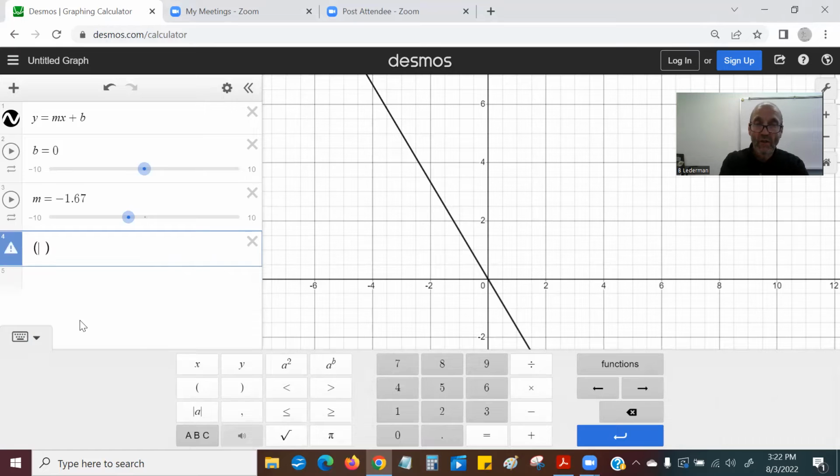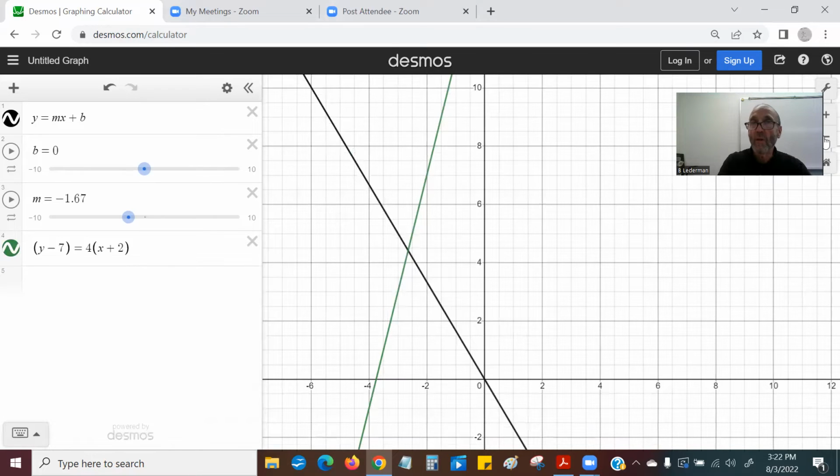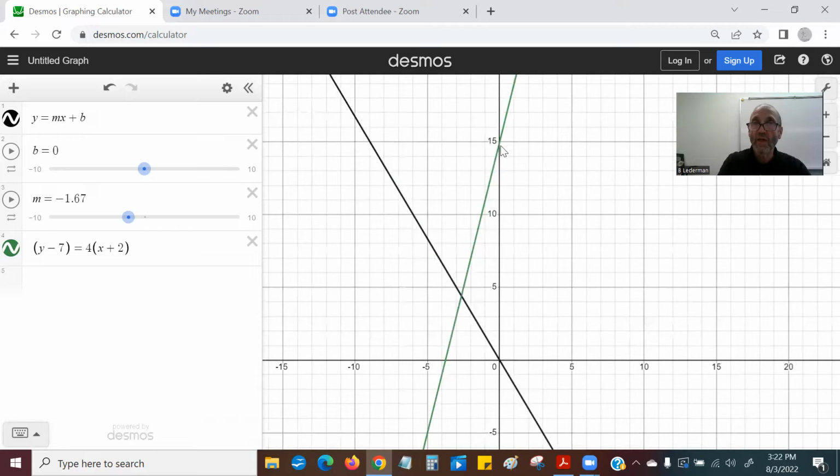Okay. So now we have the equation. The original equation was y minus 7 equals 4 times x plus 2. And gee, I wonder where this is going to hit the y-axis. Well, let's find out. I have to shrink this a little bit. Look at that. It hits the y-axis right at 15. 0, 15. So indeed, just as I saw from the equation.